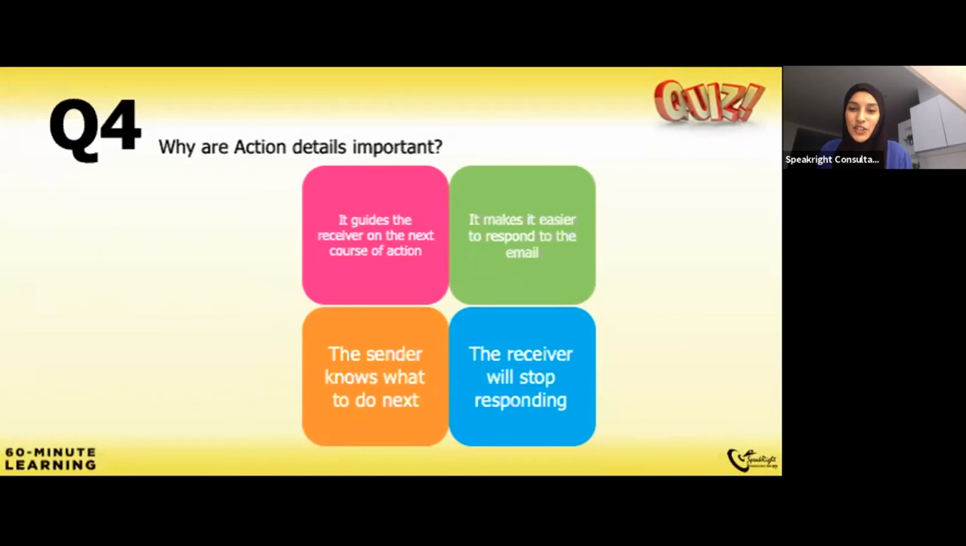Lin, PK Chin. Okay, Lin said it guides the receiver on the next course of action. And then PK Chin said the sender knows what to do next. Okay, what is the answer? This is very close, very, very close. Why are action details important?